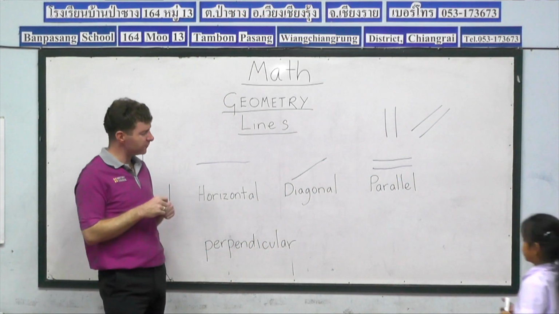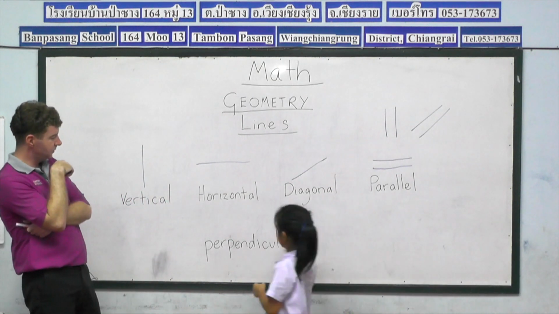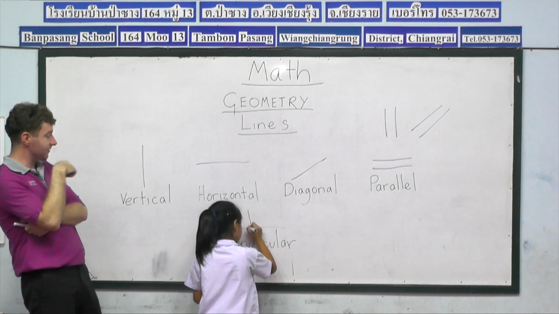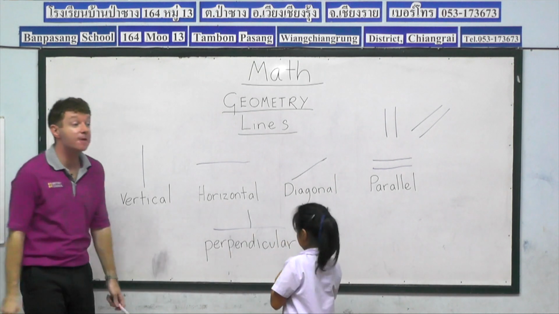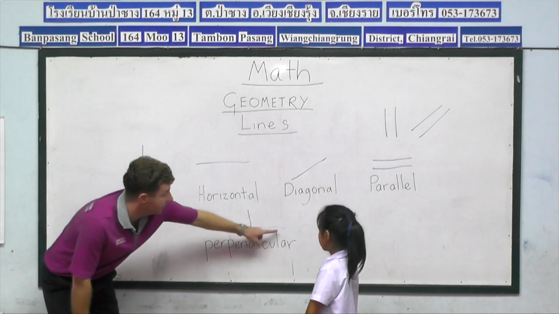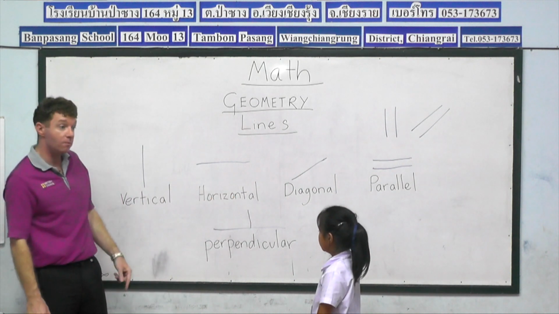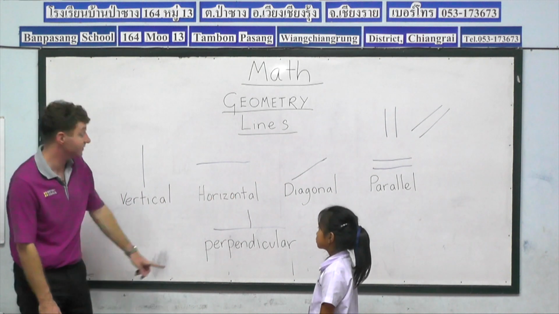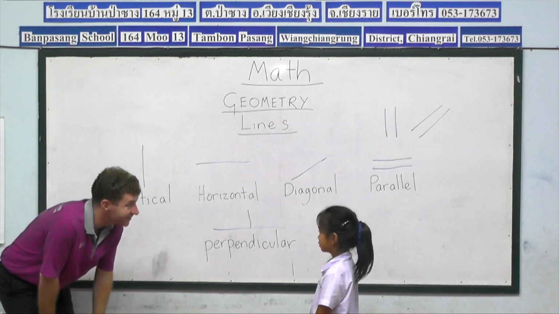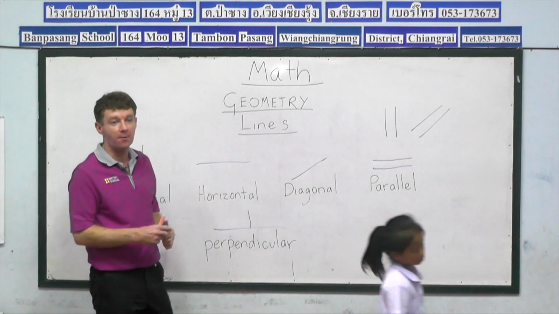Perpendicular. How does a perpendicular line look? Can we remember? That's great. That's excellent. Well done. Prau remembered brilliantly. A perpendicular line has the main line, and then it will have another line running off from it. So Prau, this is? Perpendicular. Excellent. Perpendicular. High five. Big round of applause for Prau.